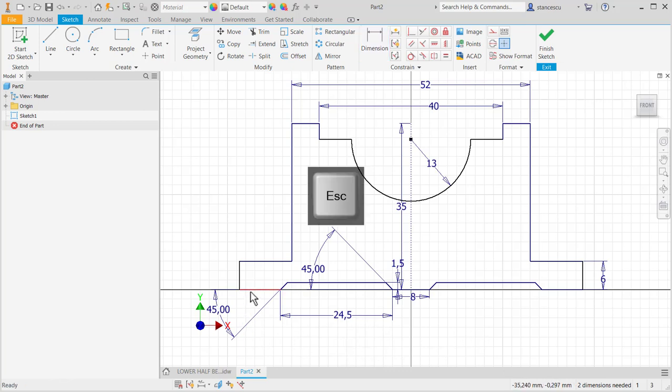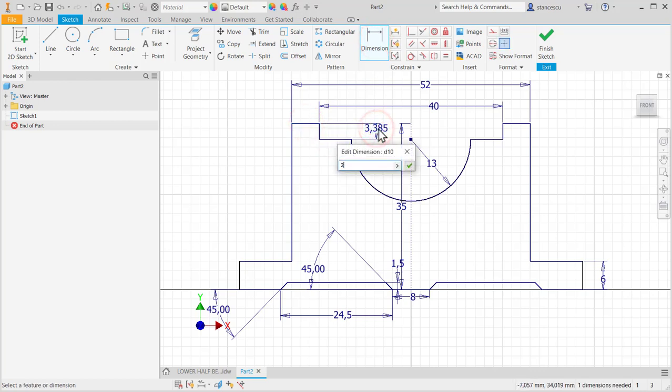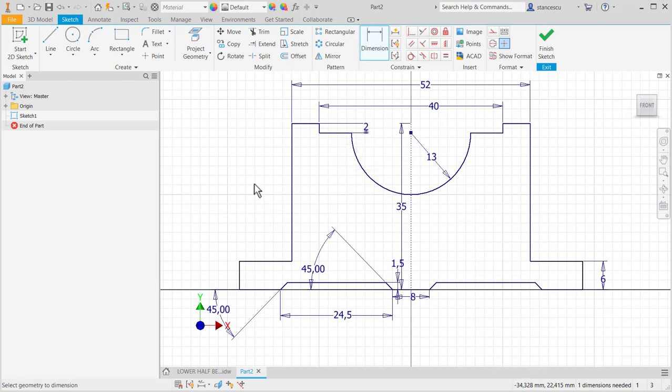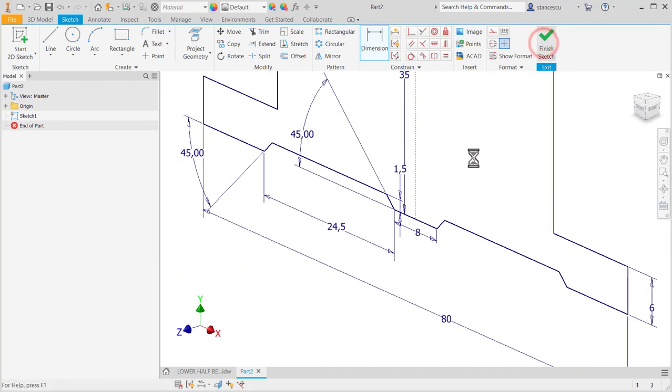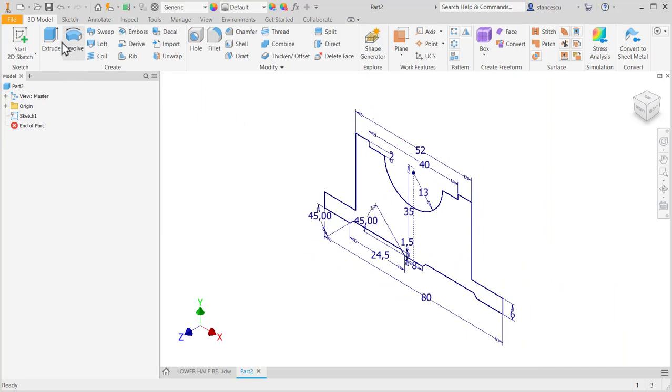And I suppose this line, oh no, these two are collinear, this one with this one by default. Another dimension is 2 millimeters here, and the last one, you see, one dimension needed, is the total width, 80. Good, fully constrained. Finish sketch, F6, extrude.